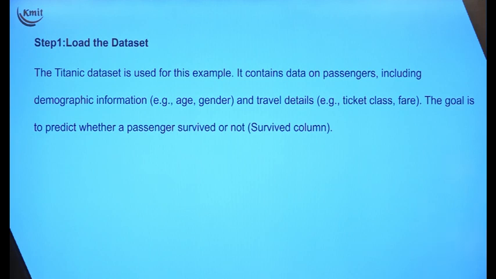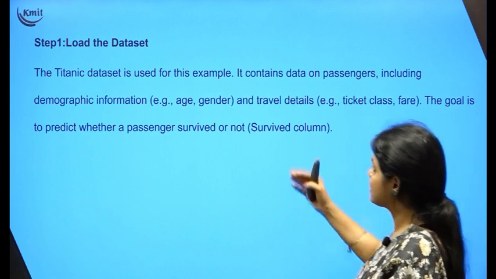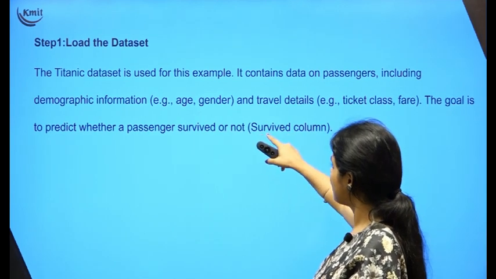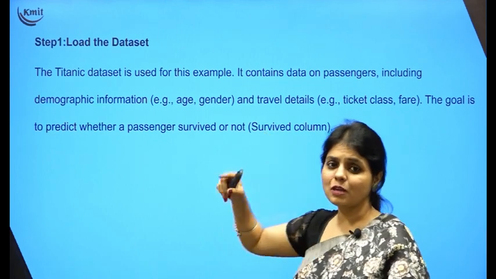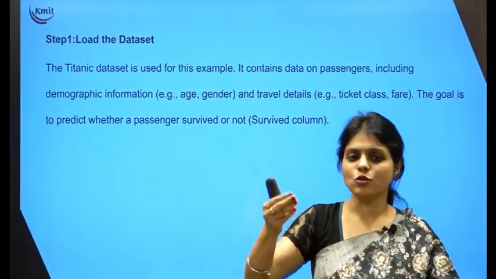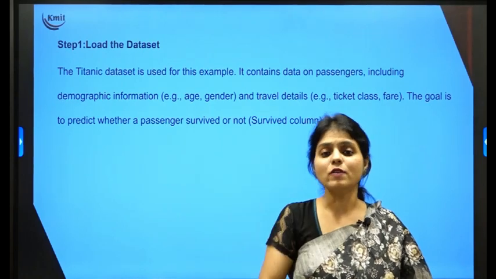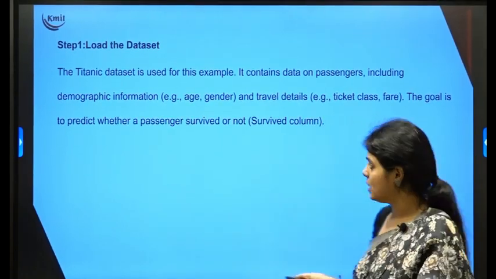The Titanic data set contains the data of the passengers who boarded the Titanic ship. It contains various information about the passengers like age, gender, and other travel details like ticket class, fare, etc. There are many other parameters included in the data set. Our goal is to predict whether a passenger survived or not. There is a column called Survived: 0 means not survived, 1 means survived, depending upon the various parameters of the data that is available.